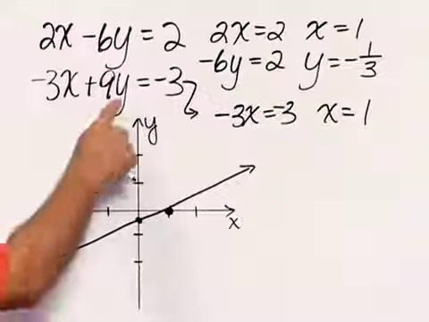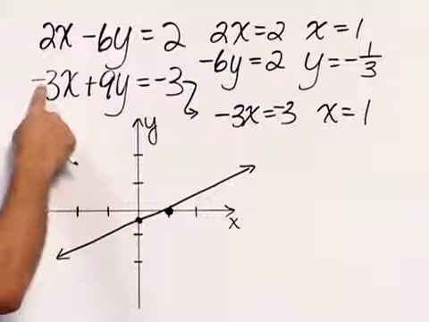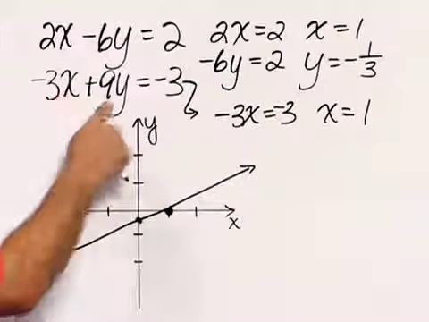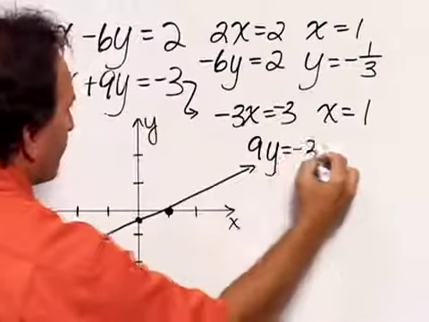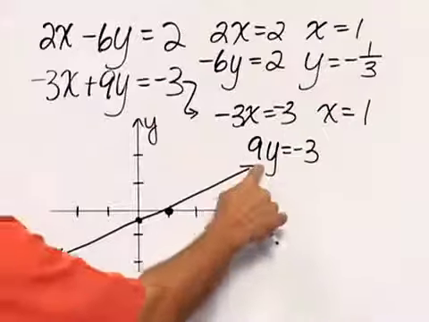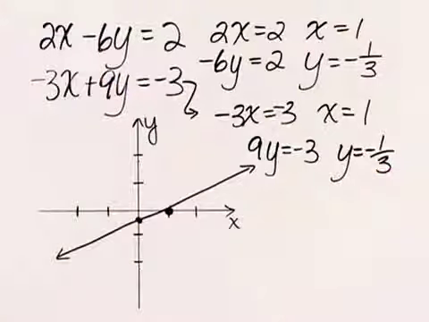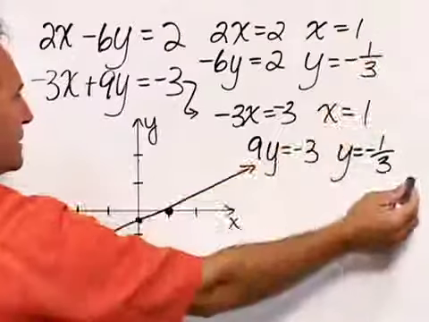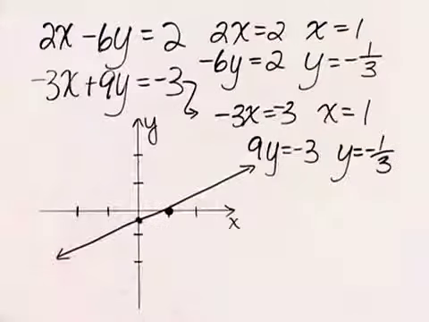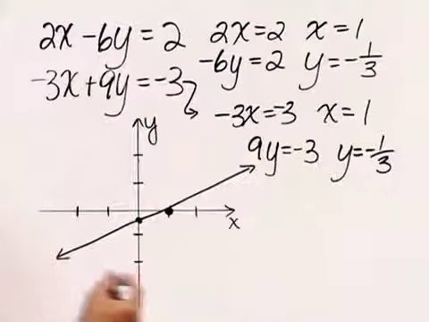To find the y-intercept, we set x equal to 0. 3 times 0, or even negative 3 times 0, is 0, so we have 9y equals negative 3. We divide both sides by 9, and we have y equals negative 1/3. Well, interestingly enough, these are the same intercepts as our first equation, which means when we draw this line through those intercepts, we get the same exact line.